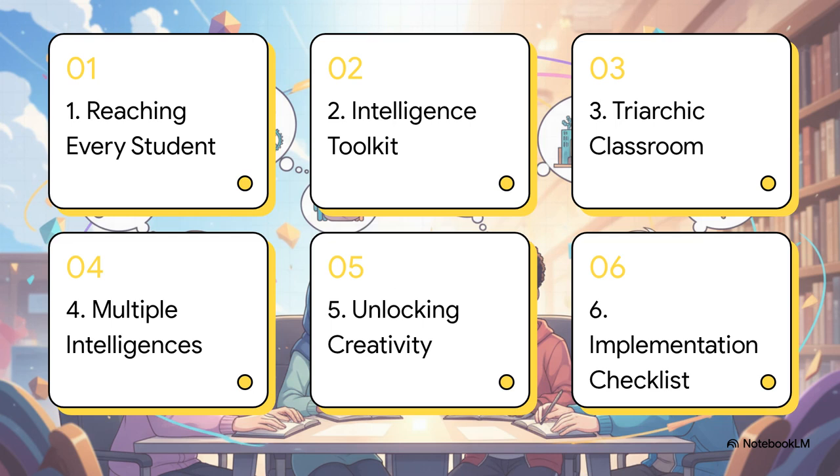Okay, here's a quick look at our roadmap for today. We'll start with reaching every student, then get into your intelligence toolkit. We'll cover the Triarchic classroom, the multiple intelligences classroom, how to unlock creativity, and we'll wrap up with an implementation checklist you can use tomorrow. This is all about giving you strategies that work.